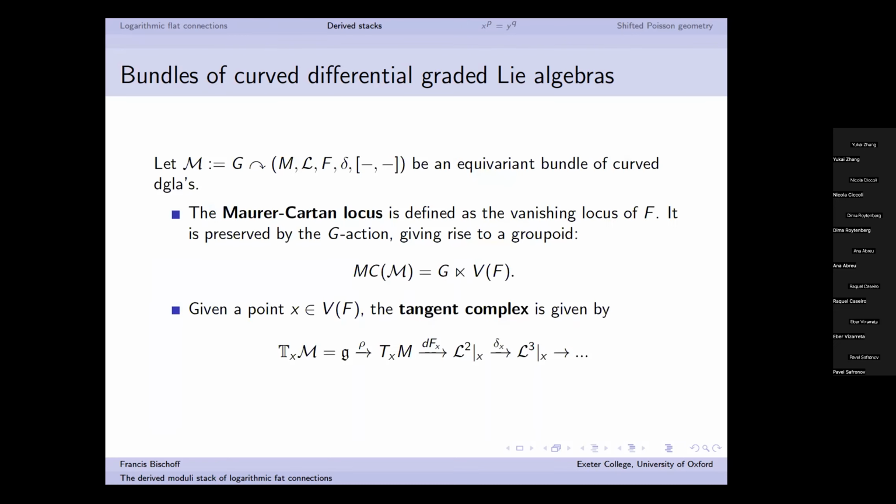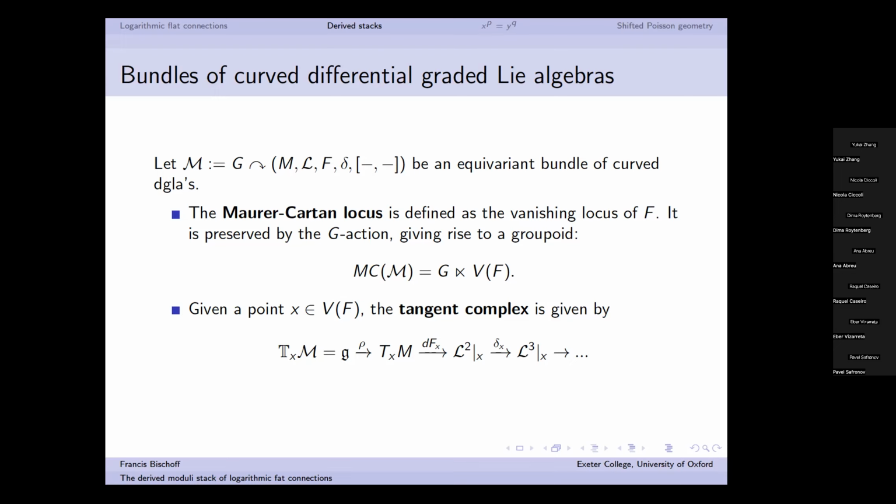There are two important things that you can extract when you have one of these derived stacks. The first is the Maurer-Cartan locus. This is defined as the vanishing locus of that section F, what I'm calling V_F. And this is preserved by the G action, so we get an action groupoid. The second thing is that if we take any point on the vanishing locus, then we get a tangent complex, given by a complex like this. In degrees 2 and above, it's just the fiber of that vector bundle. And notice here this delta, because F of x is 0, is now a differential.